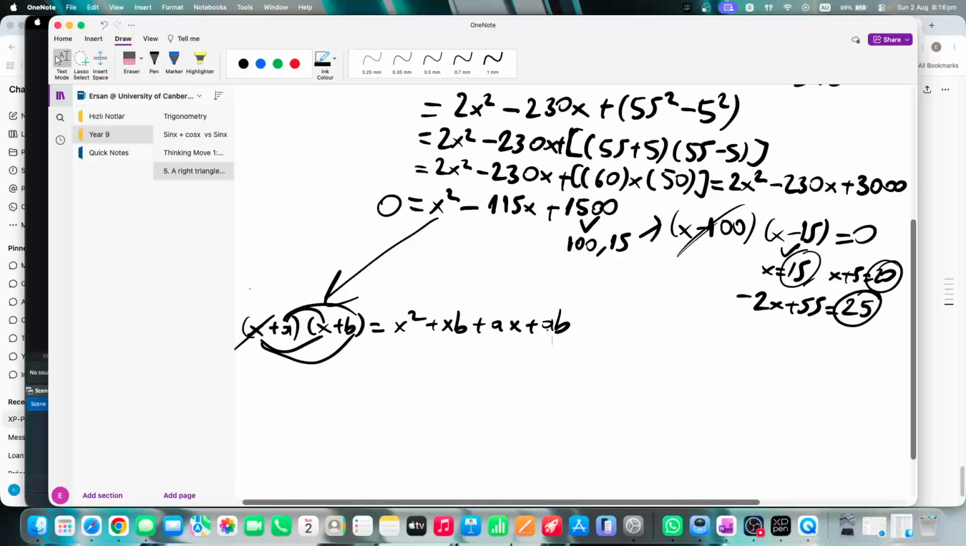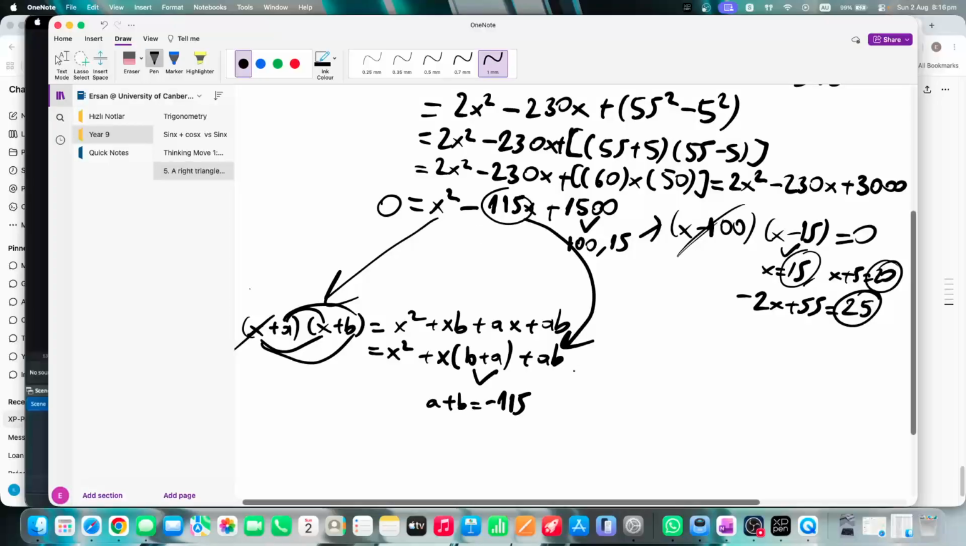Now I'm going to write it as x squared plus x in parentheses b plus a, or a plus b, plus ab. Look at this, look at the similarity. So now my x squared is the same as x squared, and here the coefficient of x, a plus b or b plus a, doesn't matter, is 115. Look, you see, minus 115, and the multiplication a times b should be 1500.